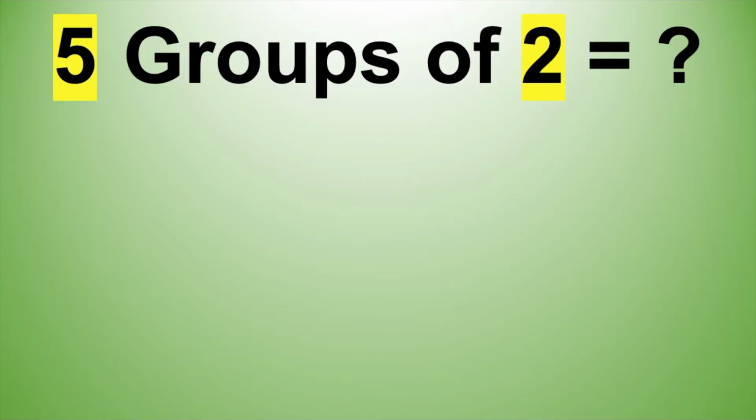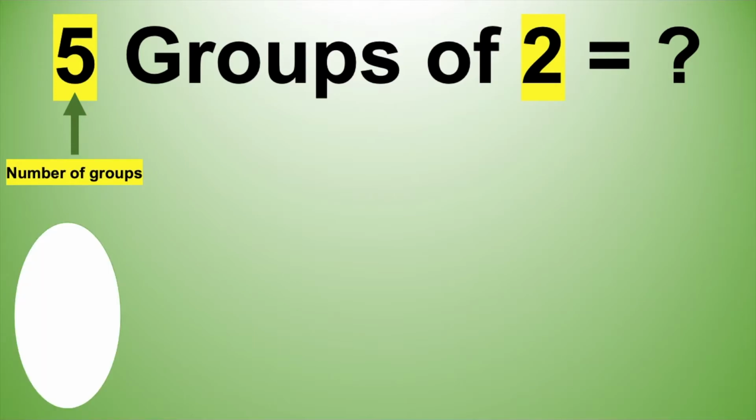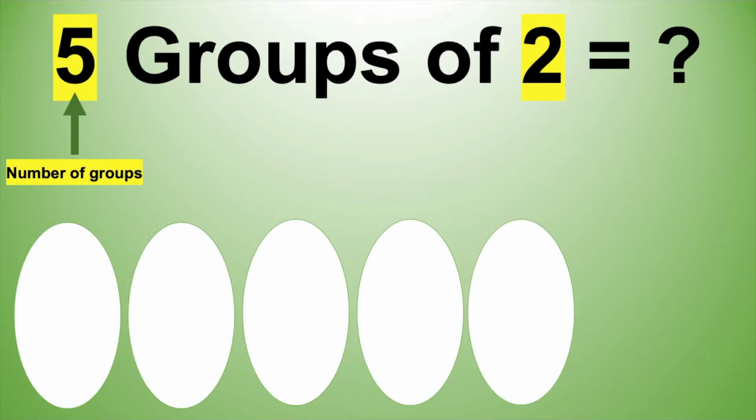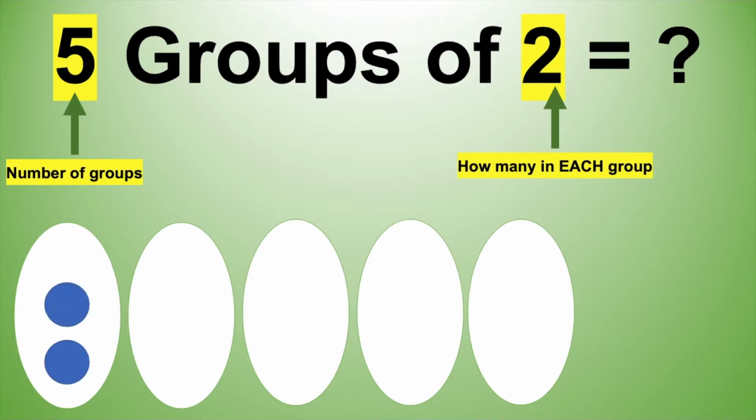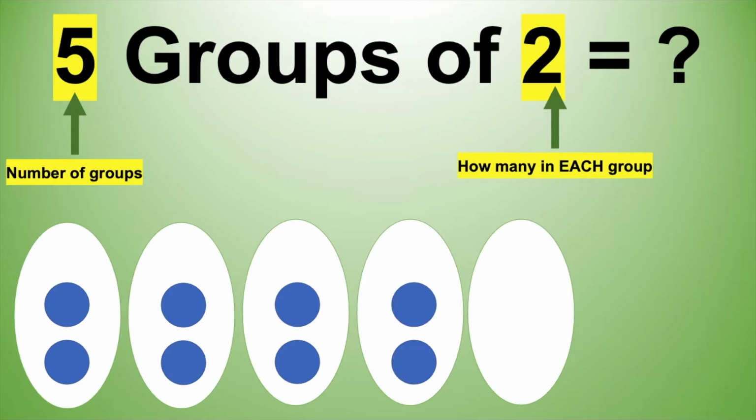Okay, so you needed to make sure that the 5 was how many groups that you drew. So 1, 2, 3, 4, 5. Now, the second number, 2, tells you how many is in each group. So in each group, you should have had 2. 2, 2, 2, 2, and 2.